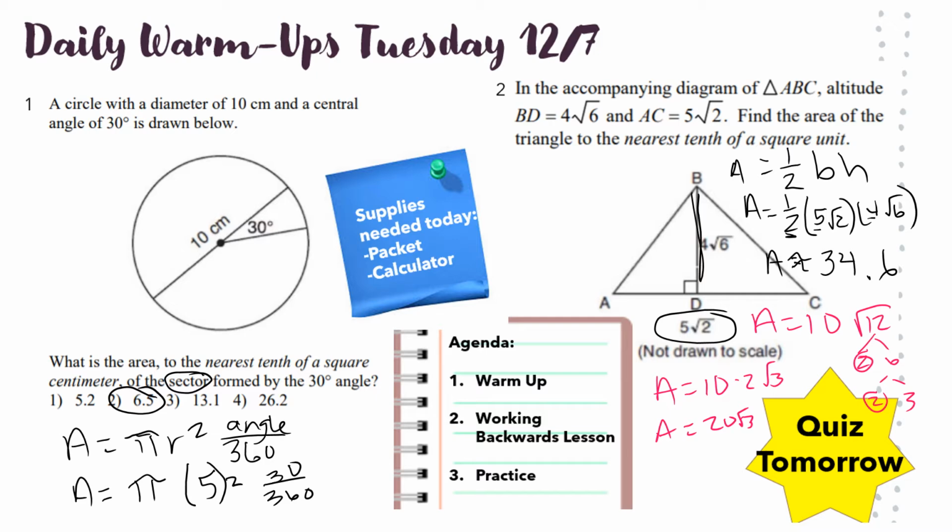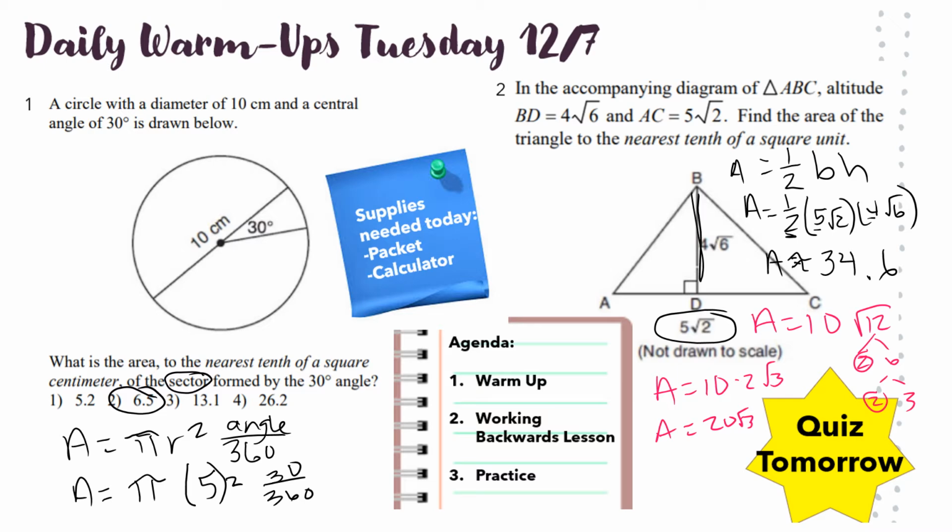So in that case, it would be 0.5 times 5 radical 2, and then times 4 radical 6, and that gives you approximately 34.6. So it's fine if you want to leave that as your answer, or if you got that answer, you're absolutely correct. It is 34.6.